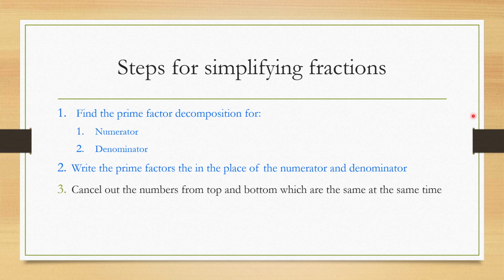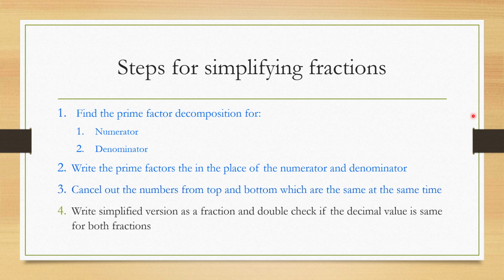Third is to cancel out the numbers from top and bottom which are the same at the same time. When I say which are the same at the same time, it means when you have prime factors on top and prime factors on bottom, you're cancelling the top one by the bottom one. You're always cancelling in pairs. You're not crossing off 1, 2, 3 from the top and 1, 2, 3 from the bottom. You can do that, but it's when you have a greater amount of practice.